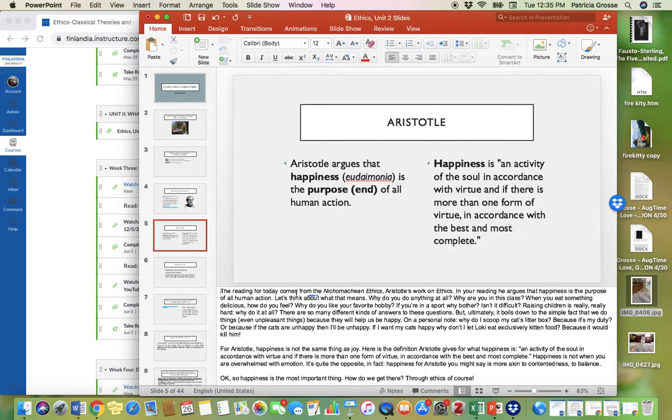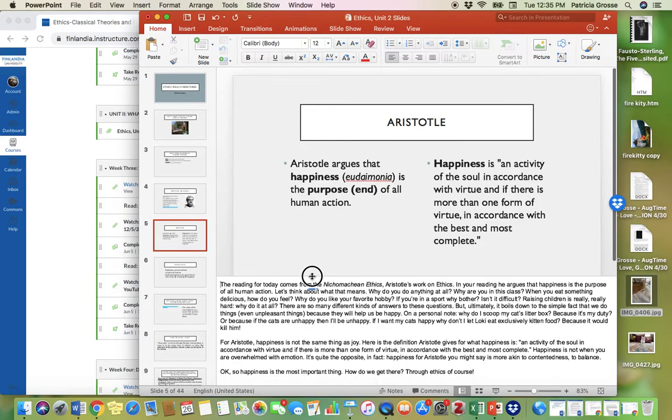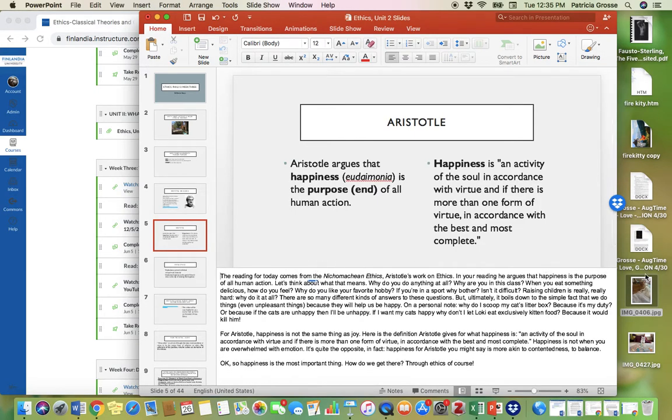I have a lot on this slide. So the reading for today comes from the Nicomachean Ethics. Nicomachus is Aristotle's son, so it's kind of like ethics from a boy. It's Aristotle's major work on ethics. In your reading, he argues that happiness is the purpose of all human action. Let's think about what that means.